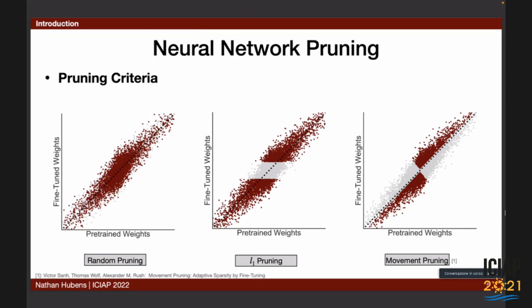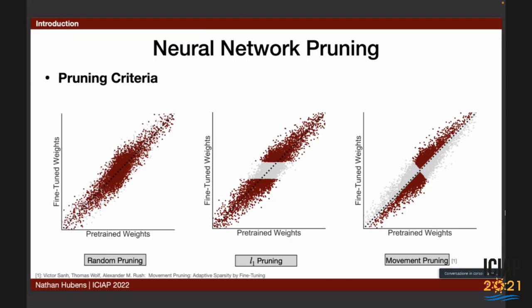The most silly way to remove the weights is random pruning, which consists of removing, as the name suggests, random weights in the network. And maybe it seems simple, but it can already reach a non-trivial level of sparsity in a network because of the over-parameterization of most networks.